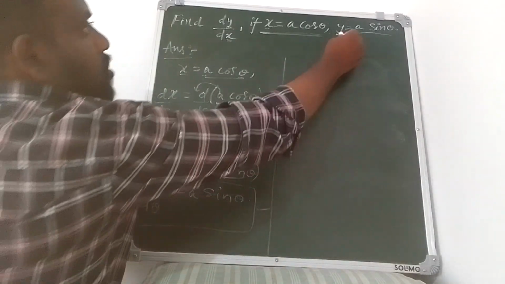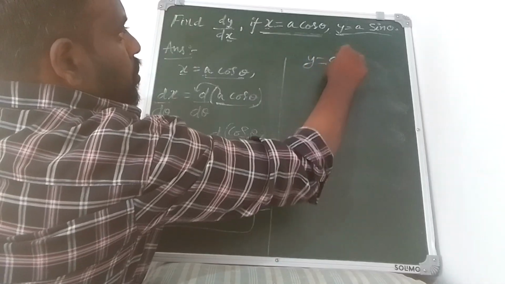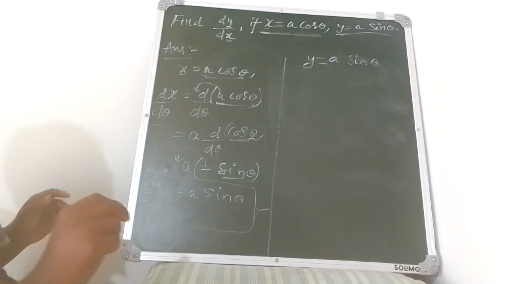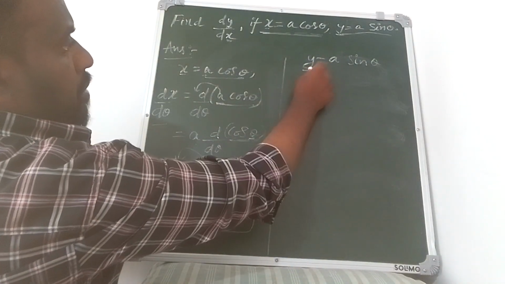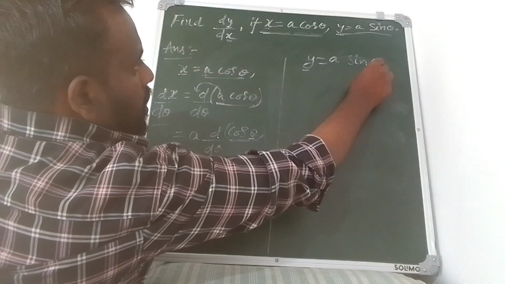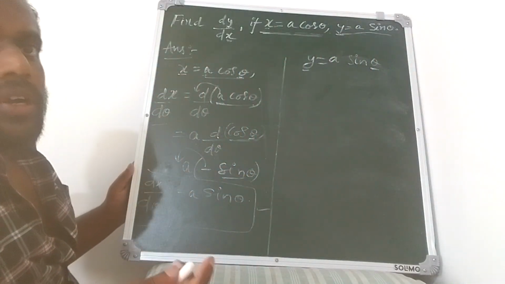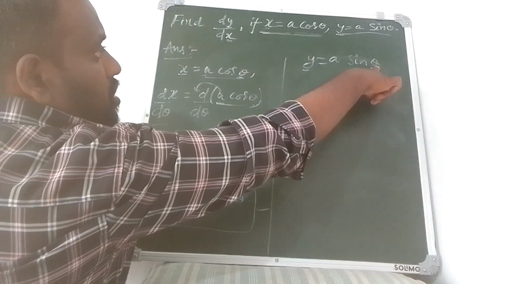Okay. Next, take this. This is done. I am taking this: y is equal to a sin theta. On the left side of this equal sign, the dependent variable is y. This is the independent variable theta. So take the derivative of this dependent variable with respect to this independent variable.